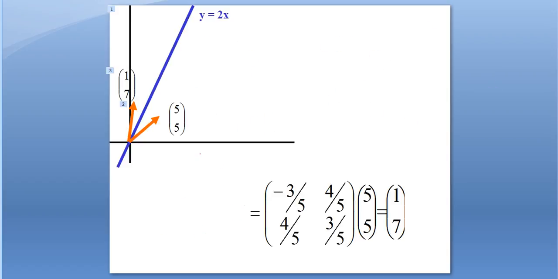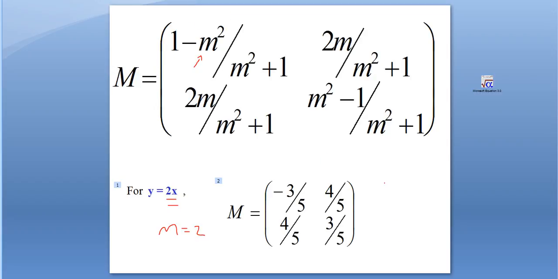Here I made a quick example. I took the point 5,5 and I want to reflect the point 5,5 through the line y equals 2x, and I got the point 1,7. So I took the matrix that we just found, right? And I put it here, as a column, the point 5,5, and I got the point 1,7. I hope you understood everything.